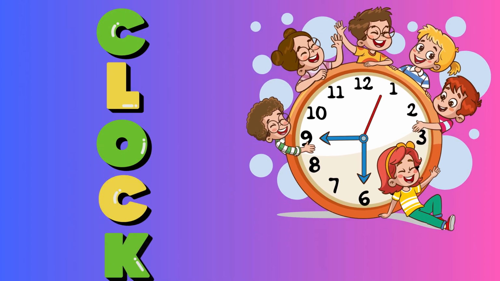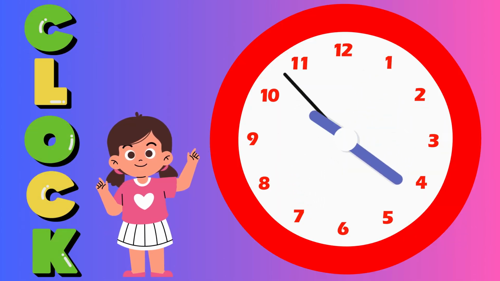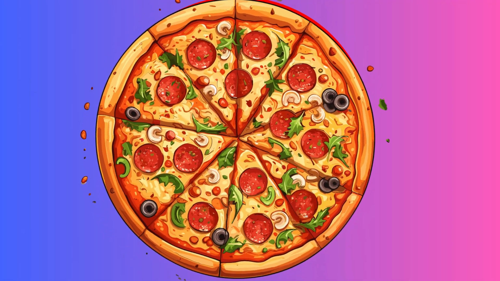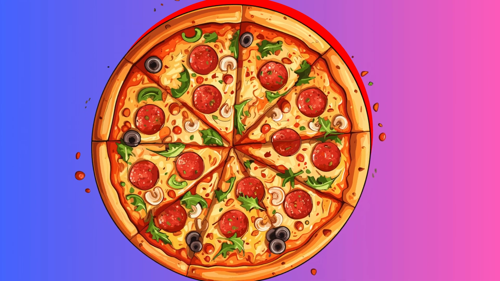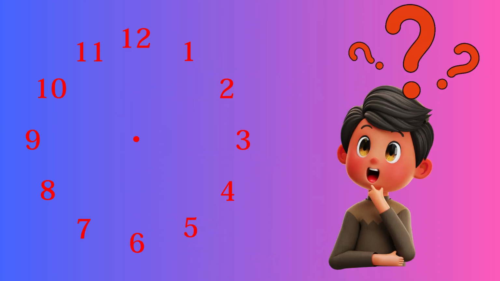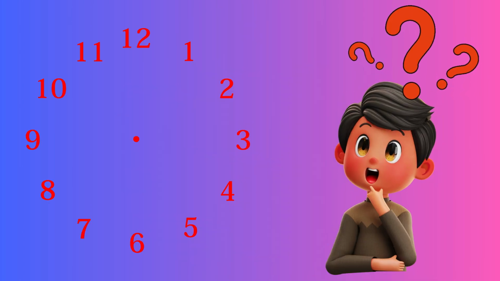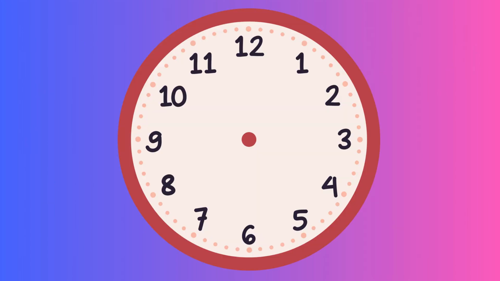We are going to learn clock. Imagine a big circle like a pizza, but instead of slices, it has numbers. That's our clock. It's like a secret code, but once you learn it, you will always know what time it is. See those numbers from 1 to 12? They go around the circle, telling us the hours of the day.